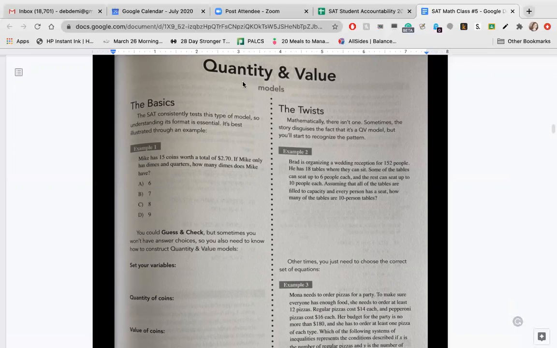These are called quantity and value because there's going to be two equations. One is going to be about the quantity of, like, coins. If you threw coins on the table, there'd be like 5 nickels and 7 dimes, and the total number of coins would be 12. But the value of the coins would be 5 times the nickels and 10 times the dimes. So we're going to have two equations, one with value and one with quantity. That's why they're called quantity and value models.